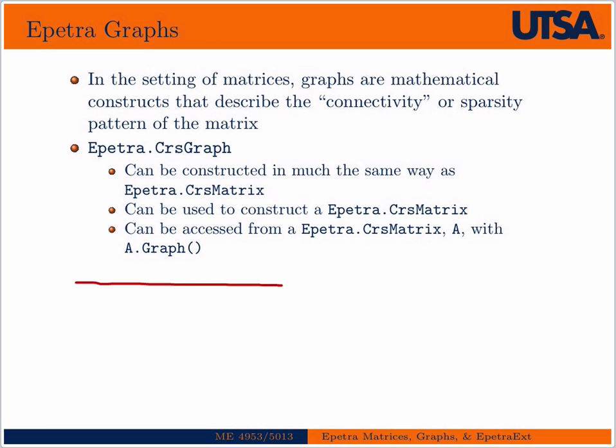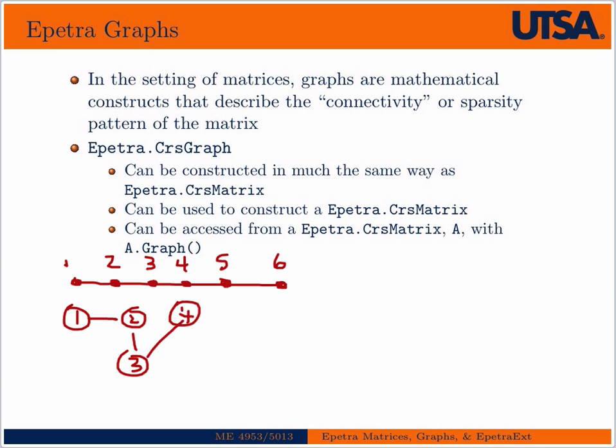So if you had, say, a one-dimensional bar, and say you were going to discretize it to do some finite element or finite difference calculations, and maybe the node numbers are 1, 2, 3, 4, 5, 6. If we want to describe the connectivity, then what we could say is that 1 is connected to 2, and 2 is connected to 3, and 3 is connected to 4, and 4 is connected to 5, and 5 is connected to 6. So this would be a pictorial representation of the graph of this one-dimensional bar.